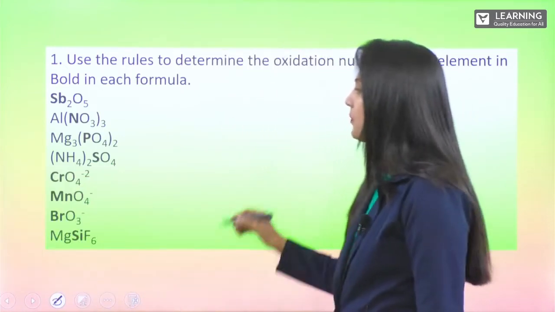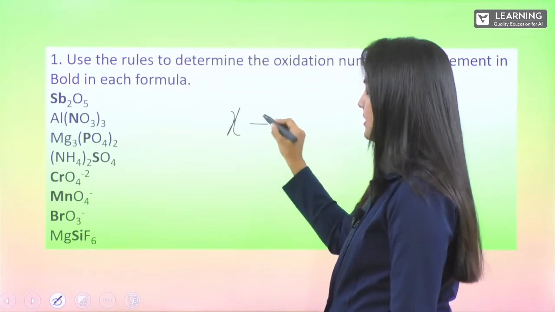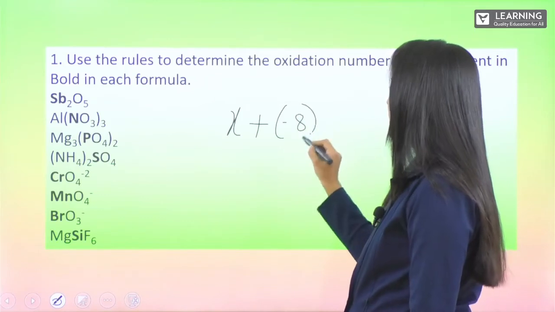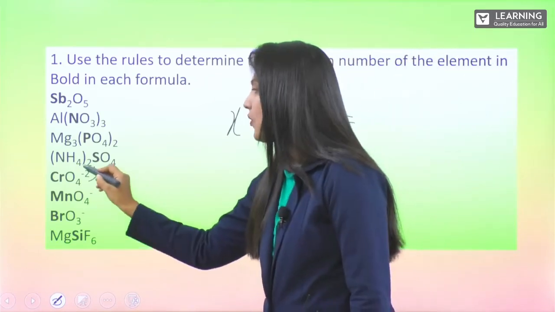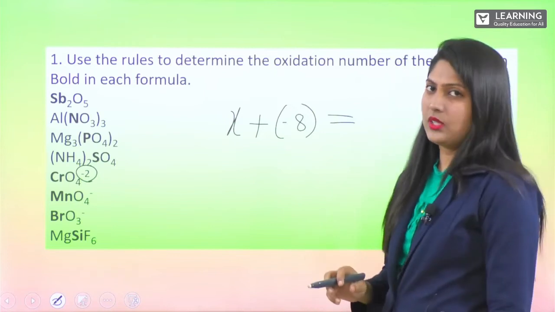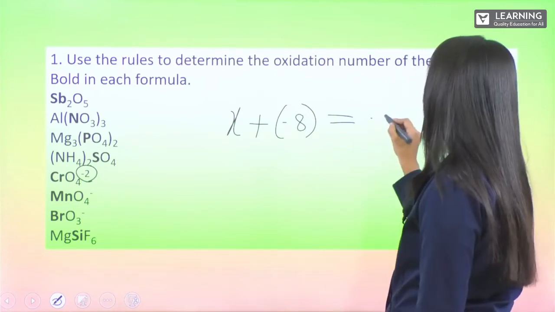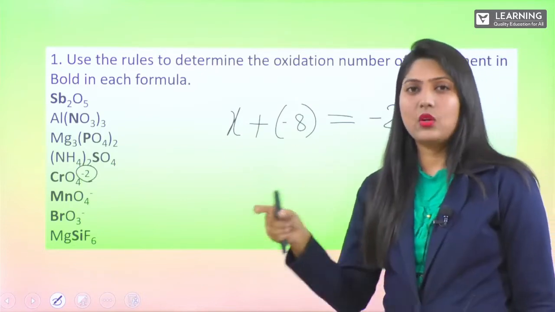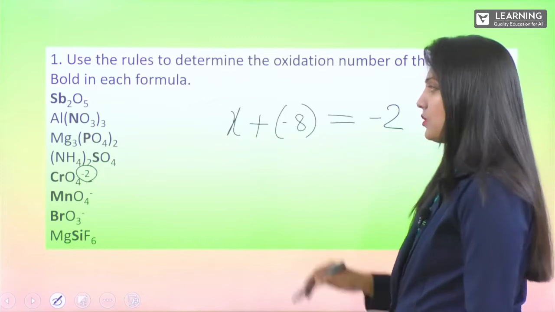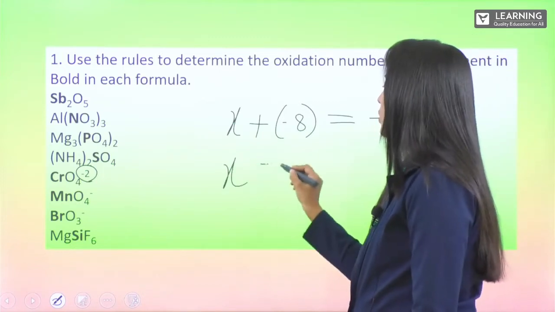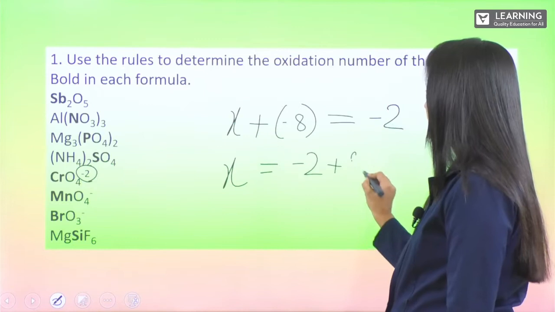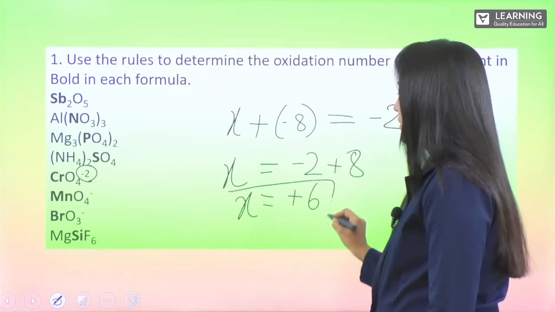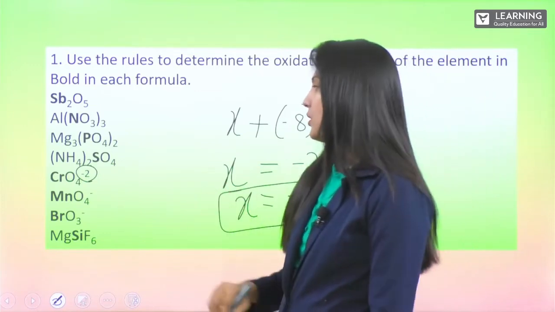Next we have chromium, where X plus 4 2s are 8. So I am taking minus 8. That will be equal to minus 2. We have a charge on the molecule here, so it is an ion. So that charge will be equated on the other side, where we are exactly equating the 0 for neutral molecules. So X will be equal to minus 2 plus 8. That will become plus 6. So X is equal to plus 6 for chromium.